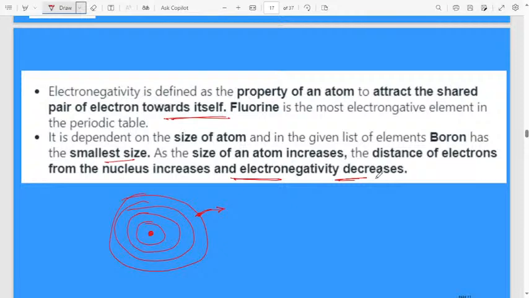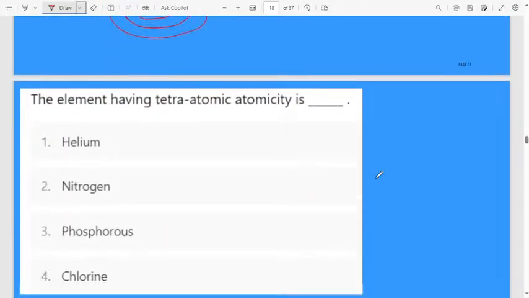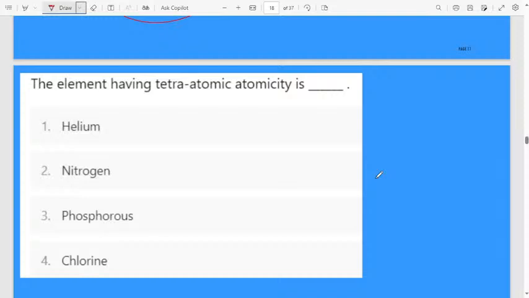Fluorine is the most electronegative element because of the small size of fluorine, the electrons are very close, very near to the nucleus. To remove that electron in fluorine, you need to spend more energy, therefore electronegativity is more. Remember that one very important point.